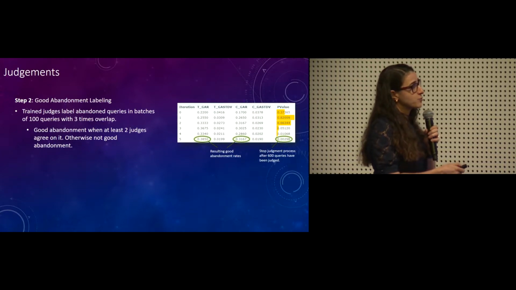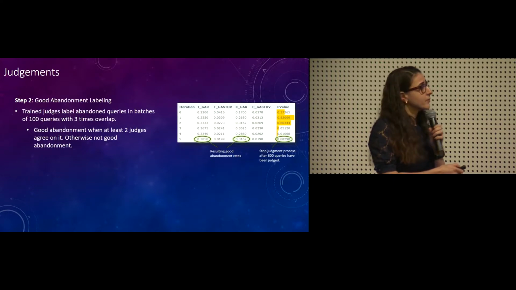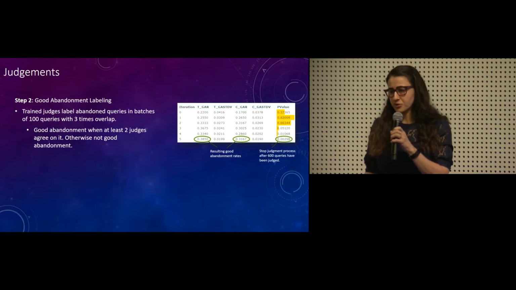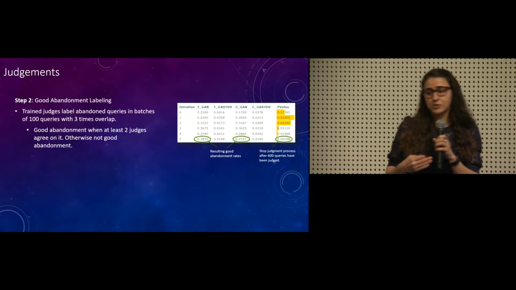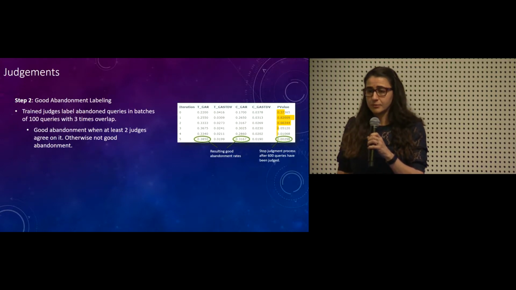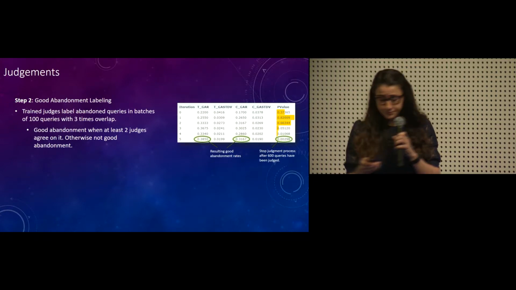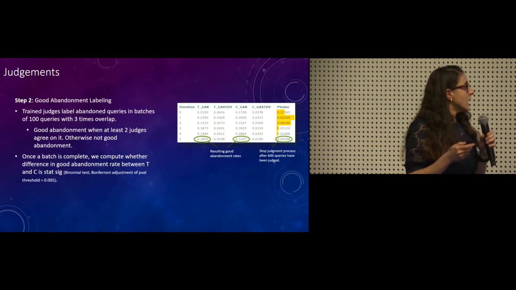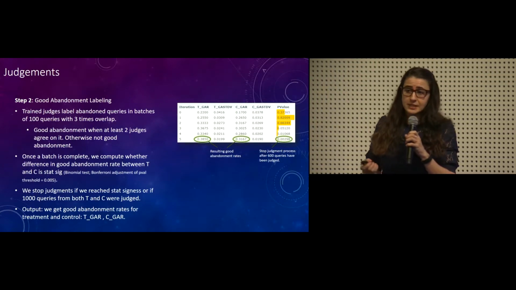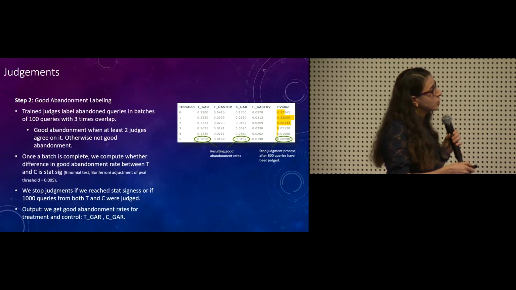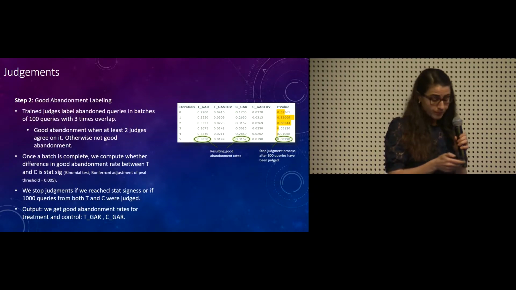After the first batch, if it's still not statistically significant, we move on to the next one. The reason we do that is for budget constraints. We really don't want to measure more than we need. We just need to verify that there's a difference in the good abandonment rate and what that rate is. So we keep going through these judgments until either we reach statistical significance or we exhaust the 1,000 queries that we're measuring. At the end, we have these good abandonment rates for both treatment and control.